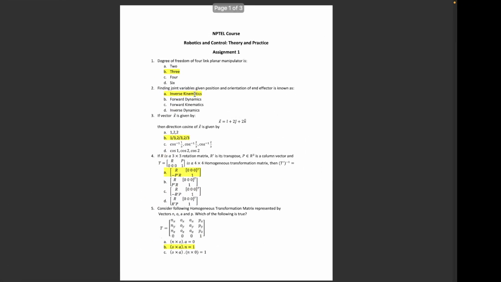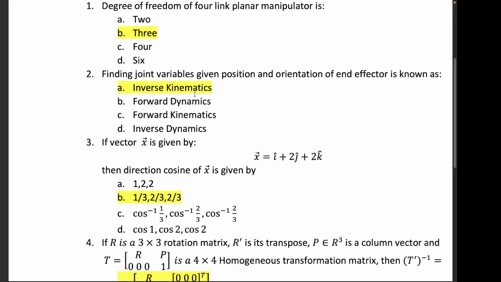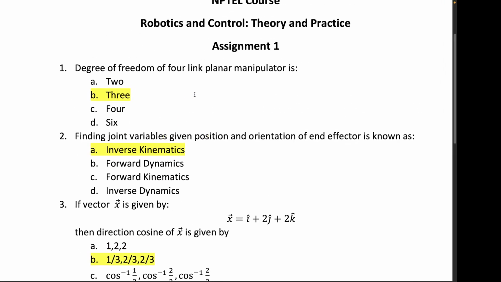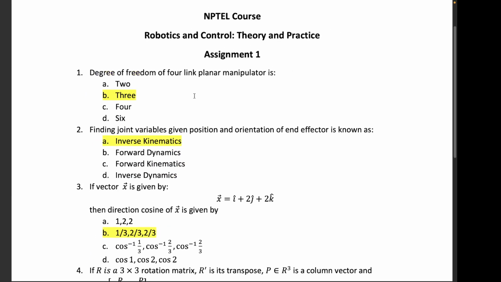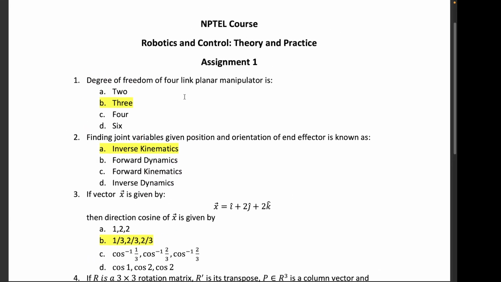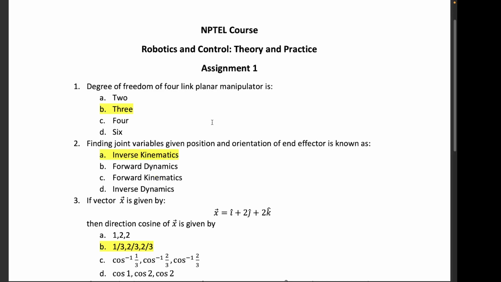Yeah, so let's go over these questions one by one. And if you have any doubts, you can stop me then and there and ask your questions. So the first question is: degree of freedom of a four link planar manipulator is.